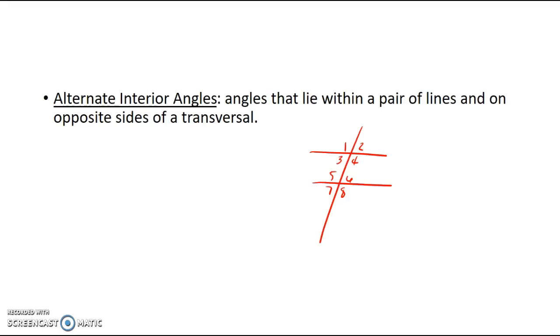So alternate interior angles are angles that lie within a pair of lines and on opposite sides of the transversal. So inside, right, interior, within, so we're talking inside and on opposite sides. So when we're talking alternate interior angles, we're talking angle 3 with angle 6. So here's angle 3 and here is angle 6. They are both inside our pair of lines, and then they are both on different sides of the transversal.